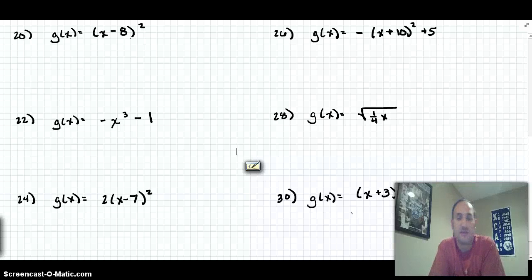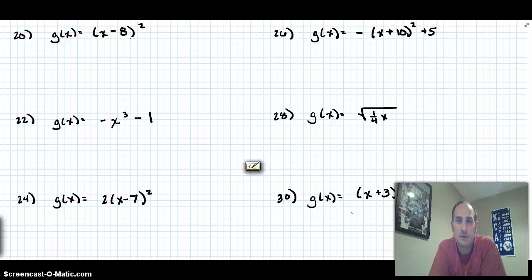Alright guys, this is from page 81 in your book, and you got number 20 through 30 up here, and you had the even ones, so I wanted to run through those with you. They ask you to do a few things on here. First, identify the parent function. I think we're okay with that if you look at a few of them here.